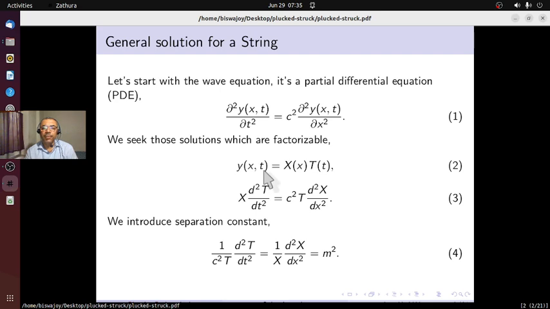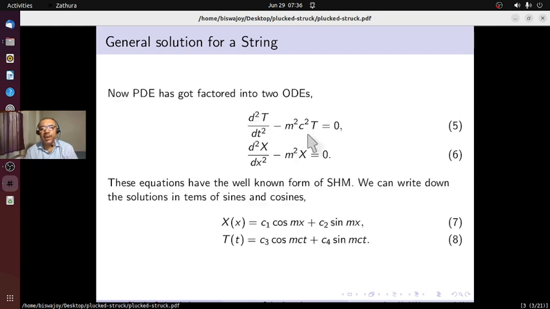That is why we need solutions which can be factored into two parts. One part depends exclusively on the coordinate x, and another part depends exclusively on the coordinate t. If I substitute the solution y(x,t) equal to X(x) T(t) in the partial differential equation, then the partial differential equation will get factored into two ordinary differential equations.